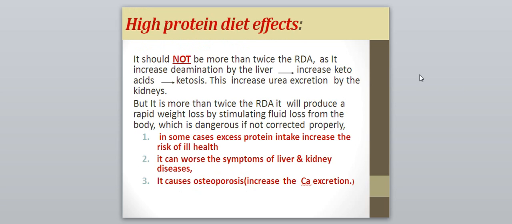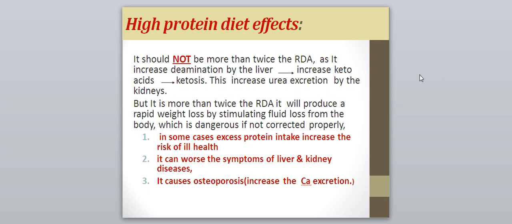So what happens if we have a high protein diet? Usually the protein intake should not be more than twice the daily requirement, as it will cause deamination by the liver and increase keto acid production and ketosis. This will increase urea excretion by the kidney. So it plays a major role. It affects the liver and the kidney and increases their function. We should not allow more than double the daily requirement of protein intake.